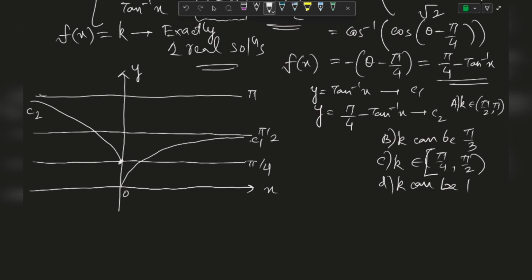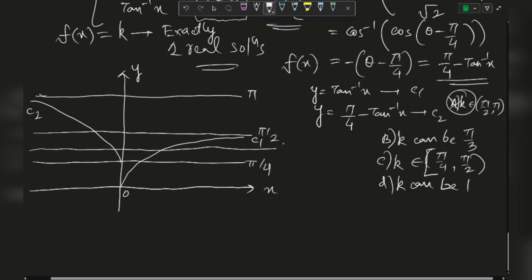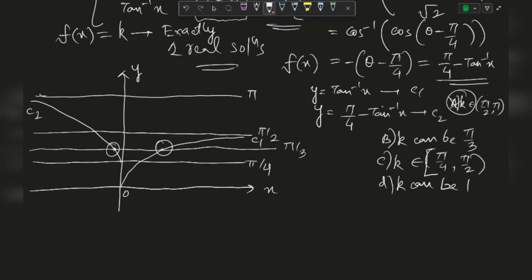So in between pi by 2 to pi, I will draw this for you. If you take y equals k in between pi by 2 to pi, it will obviously have one solution because this is still pi by 2. So option A automatically becomes wrong. Now option B says k can be pi by 3, which is somewhere in between pi by 4 and pi by 2. So if this goes like this, it can obviously intersect these two curves and it has exactly two real solutions. So this option is correct. And the next one says k can belong to pi by 4 to pi by 2, which is actually the same conclusion as this one. So this is also correct.